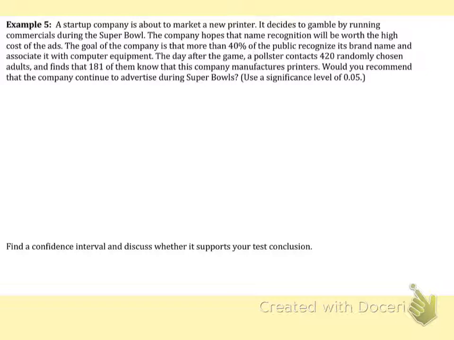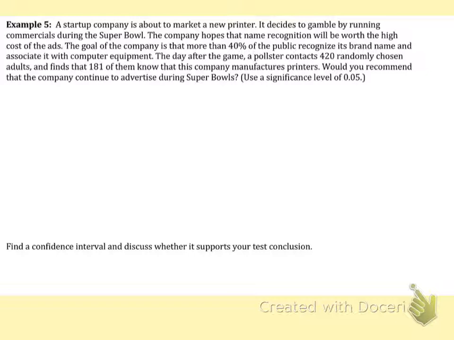The goal of the company is that more than 40% of the public recognize its brand name and associate it with computer equipment. The day after the game, a pollster contacts 420 randomly chosen adults and finds that 181 of them know that this company manufactures printers. Would you recommend that the company continue to advertise during Super Bowls? Use a significance level of 0.05.